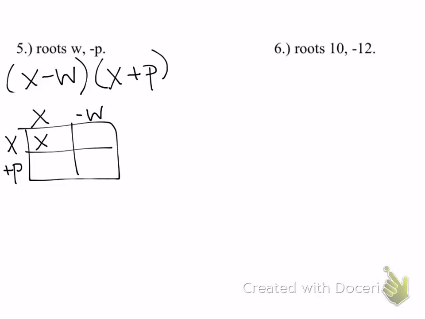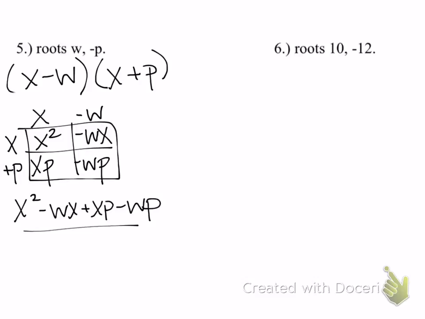We know x times x is x squared. Negative w times x gives you a negative wx. Then we have x times p, which is just xp. And then we have negative w times p, which is just a negative wp. Okay, we can't combine those middle terms, so x squared minus wx plus xp minus wp. Boom. Letters might be confusing, but here's a happy face to make you feel better. All right, we got one more.